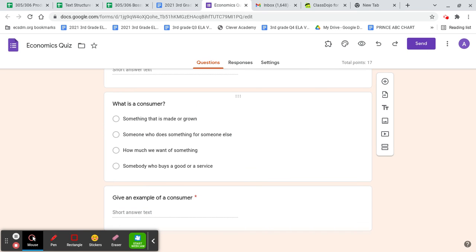And then finally, what is a consumer? Something that is made or grown, someone who does something for someone else, how much we want of something, somebody who buys a good or service. And you're going to give an example of a consumer. Please make sure you turn it in.